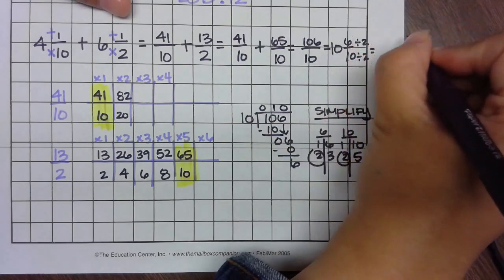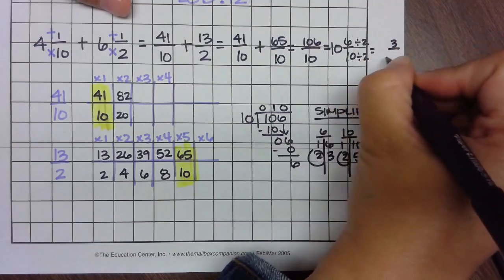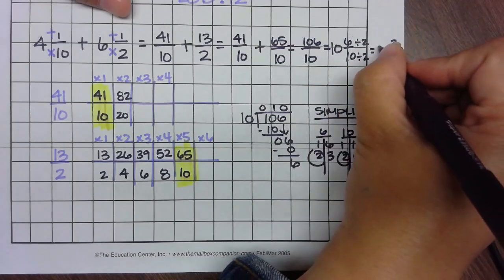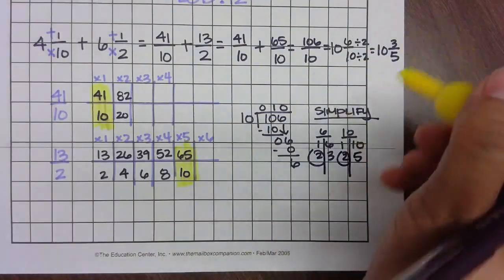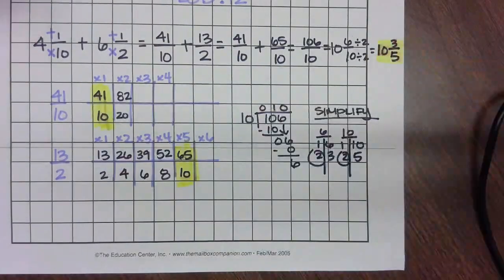And so 6 divided by 2 is going to give me 3. And 10 divided by 2 is 5. And then I have this whole number. Don't forget to bring it over here. So there's my simplified answer, the 10 and 3/5.